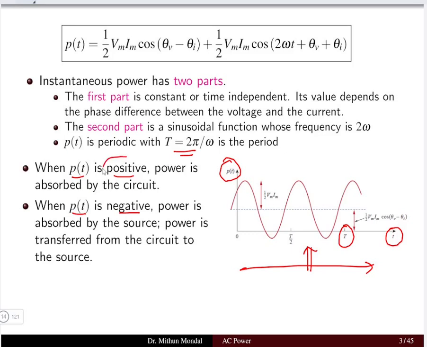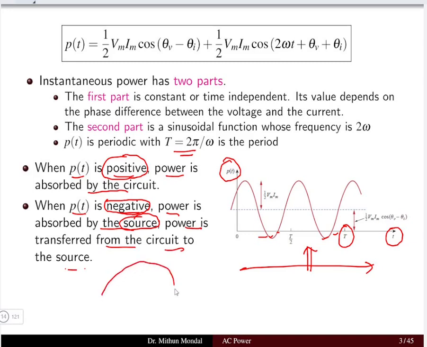When instantaneous power is positive, it means that power is absorbed by the circuit or the element. So if you have an element and the instantaneous power is positive, obviously the power is absorbed by the circuit. Now if the instantaneous power is negative, what happened in that part? So here you see the instantaneous power is negative. Here the power is absorbed by the source and not the load. The meaning is that the power is transferred from the circuit to the source.